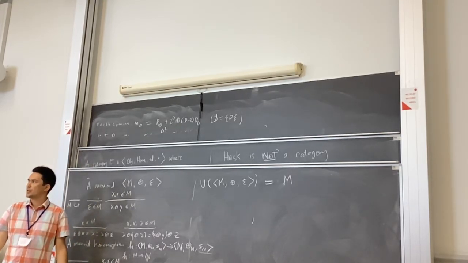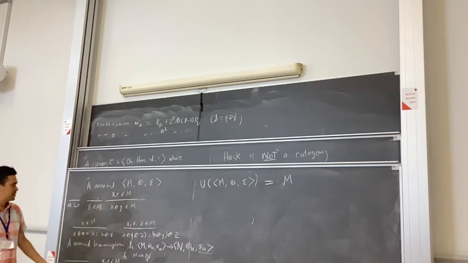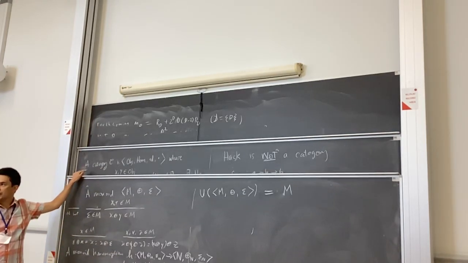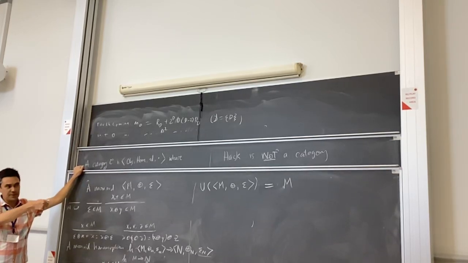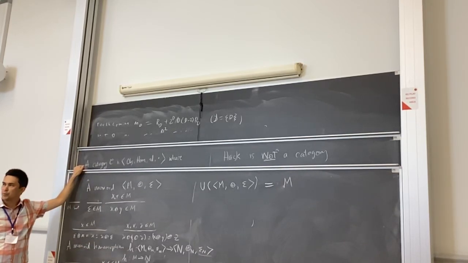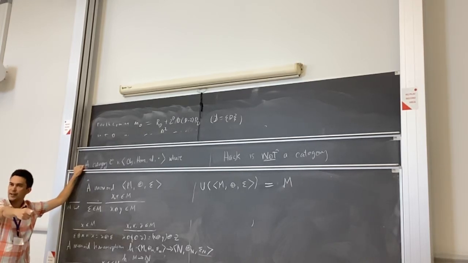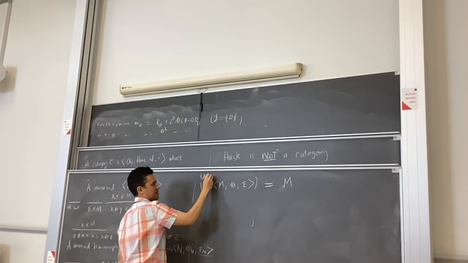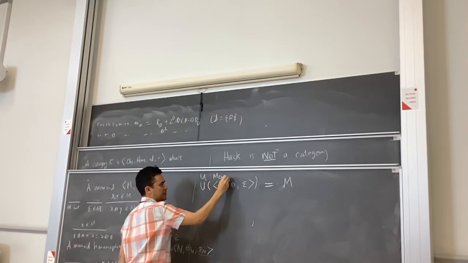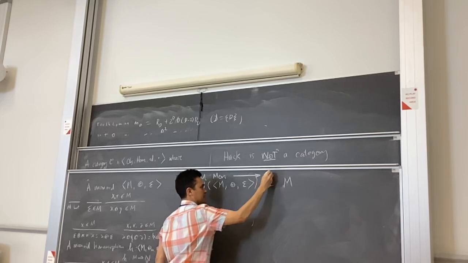Well, what is a monoid? A monoid is an object in the category of monoids. And a set is an object in the category of sets. So you can think of this U as some kind of thing that transforms an object in one category into an object in another category. So this U takes in an object in Mon and produces something in Set.